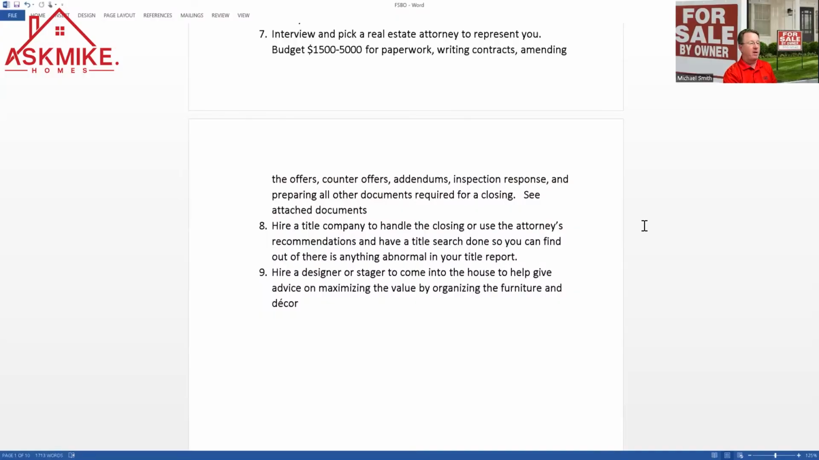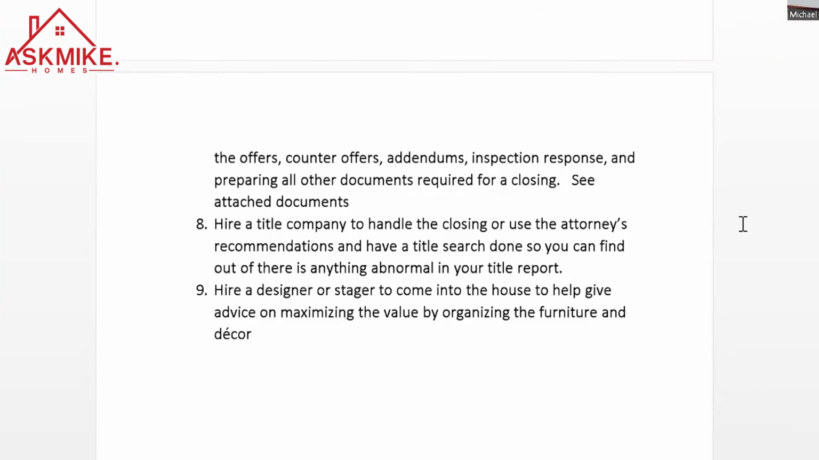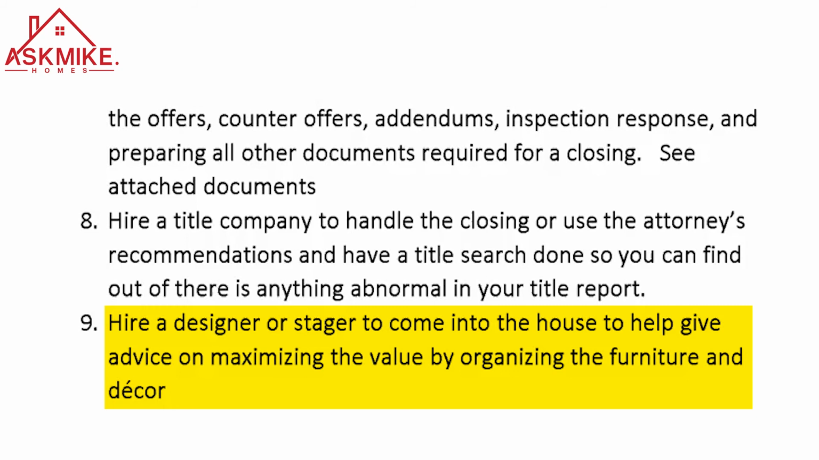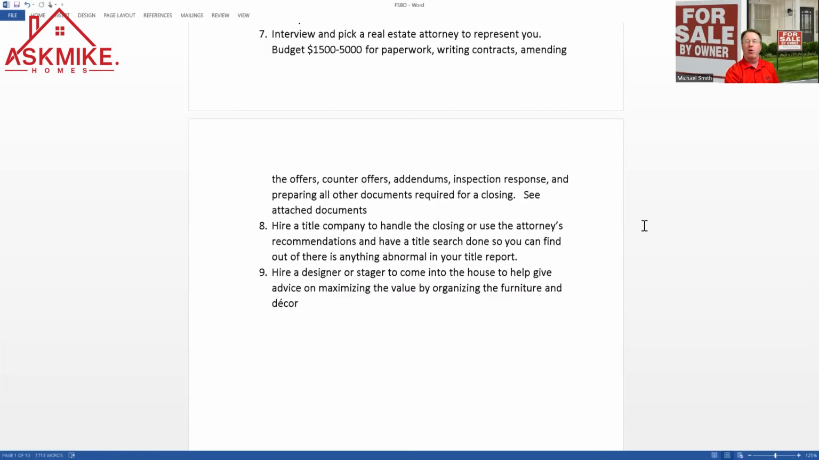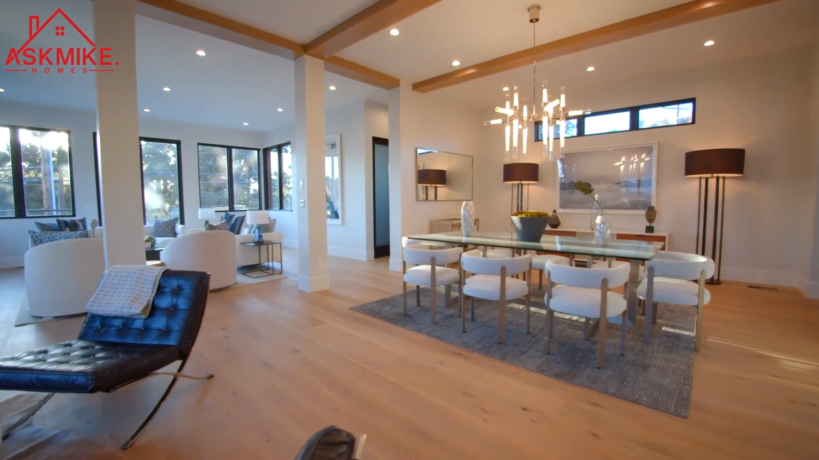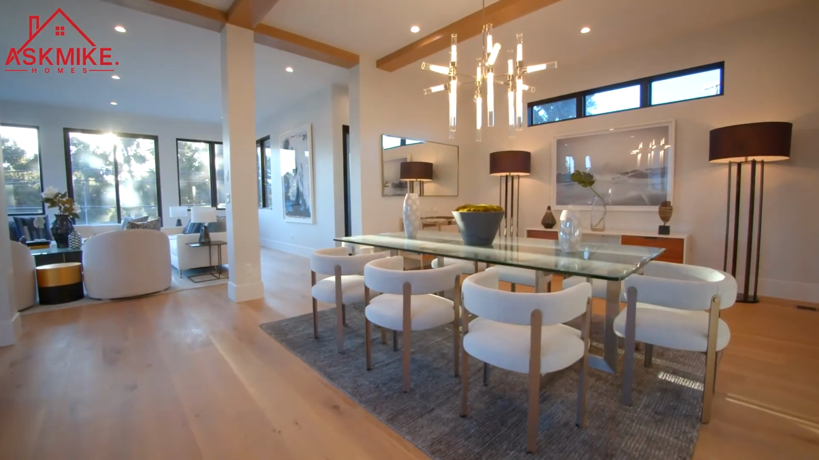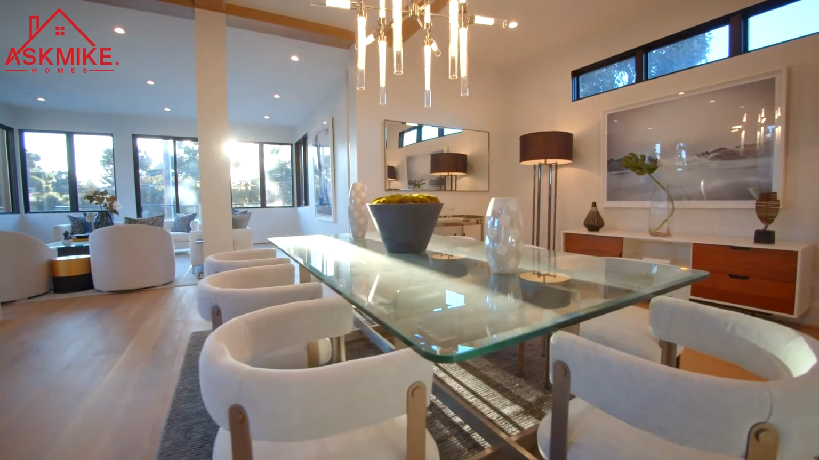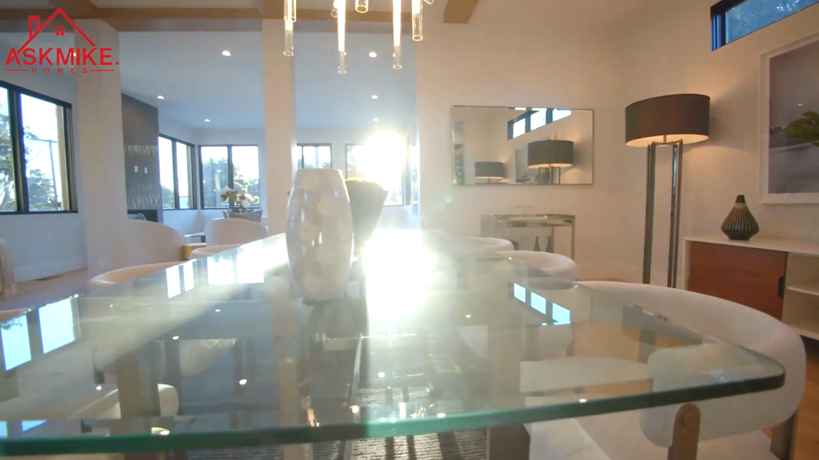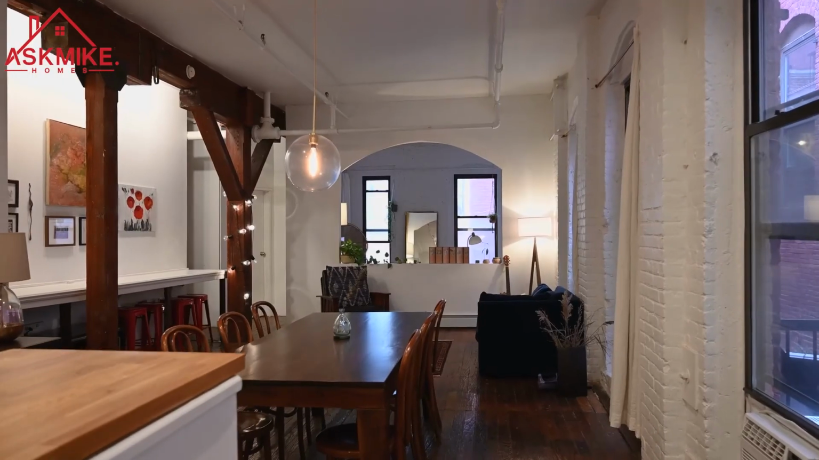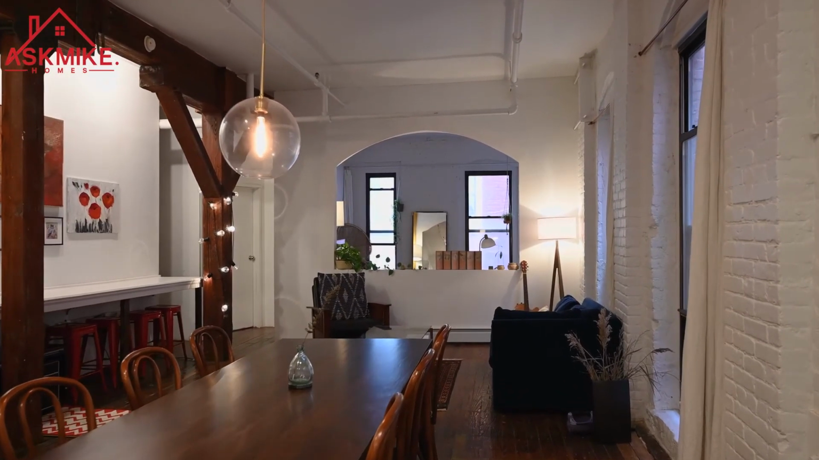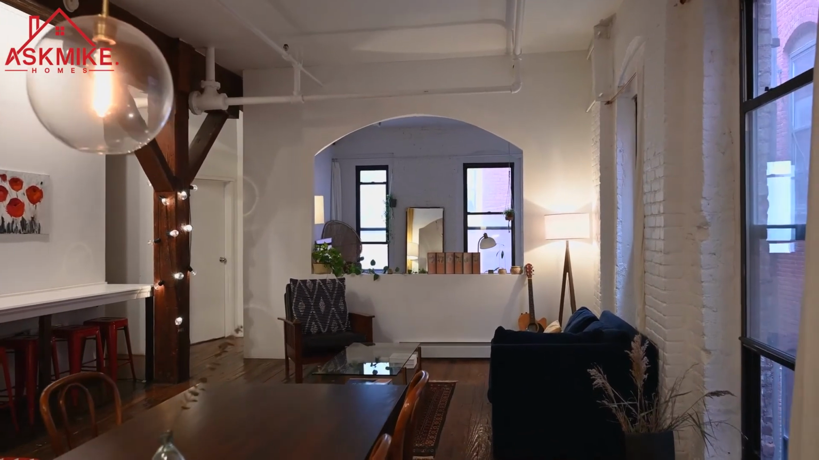Next thing I recommend is always hire a designer or stager to come in to look at organizing your furniture and making it the most attractive to buyers. When you watch these shows on HGTV, you see them bringing stagers in to stage the home. When you have your home organized and staged properly, and staging doesn't mean getting new furniture all the time, it just means rearranging the furniture that you already have and making it more appealing to the buyers. Opening up the floor plan, putting all your personal items away, making the home look show ready.